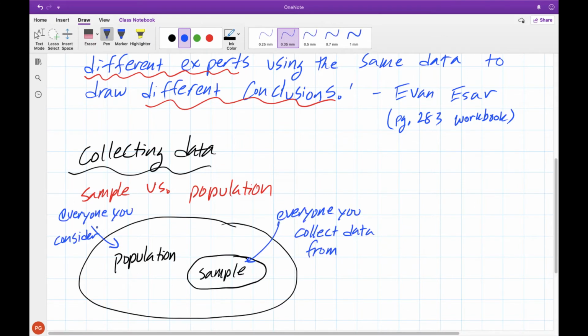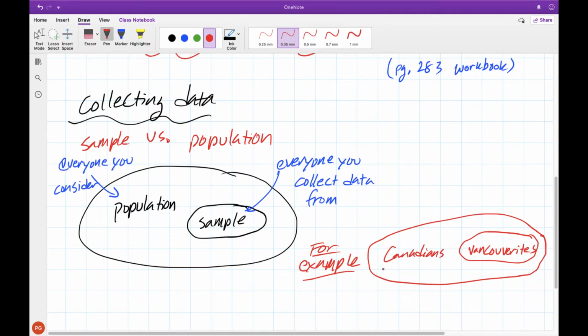A population is everyone that you consider when you do some statistical study. This could be the population of a country, or a town, or even just a school. The sample is everyone you collect data from. So if your population is, say, the country of Canada, you might only be sampling a few people from a certain city. For example, a study might be thinking about all Canadians, but really only ask people from Vancouver because maybe their office is in Vancouver and it's easier that way.